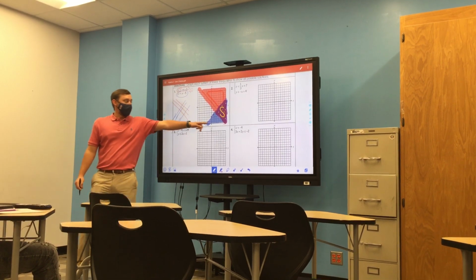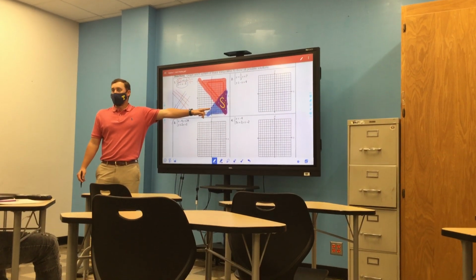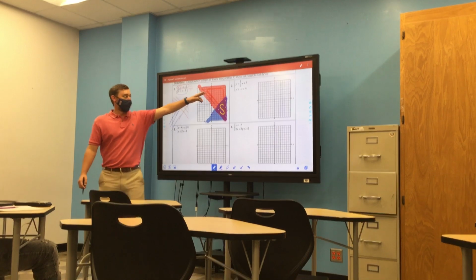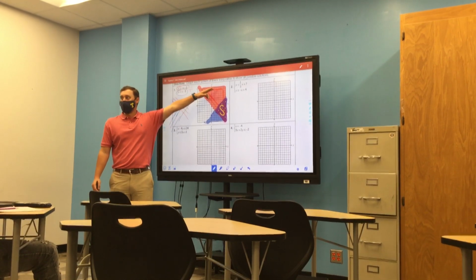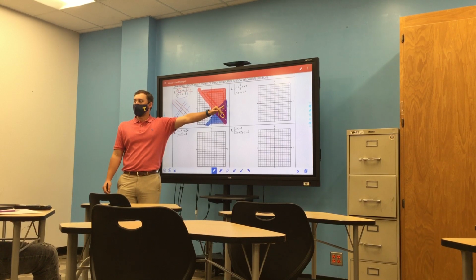Okay, is this a solution? Is something right here a solution? No, right? It's not shaded twice there. What about up here in this red area? No, it's just gotta be in this double shaded area is where your solution is.